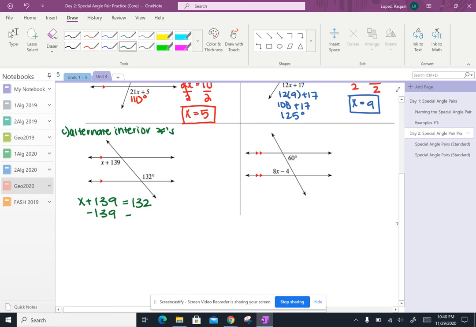Subtract 139 on both sides. And I get x equals -7. Okay, and that means then that this angle up here is also 132 degrees.